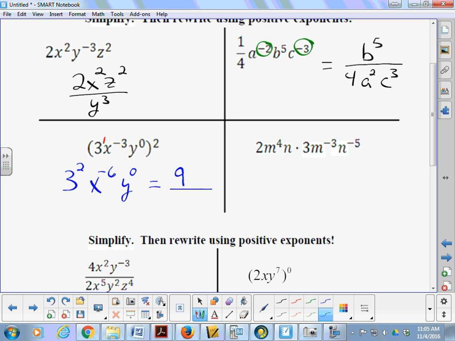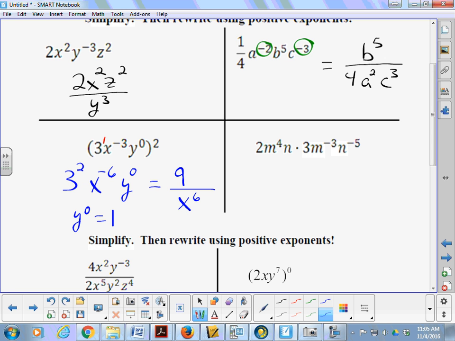X to the 6, that goes to the denominator, becomes a positive exponent. And y to the 0 is just 1, because anything to the power of 0 is 1. So we don't even need a y then, because that whole part is equal to 1. So my final answer here is just going to be 9 over x to the 6th.